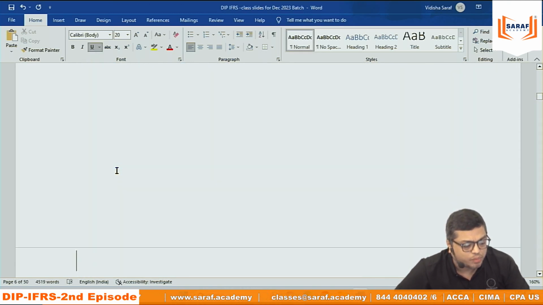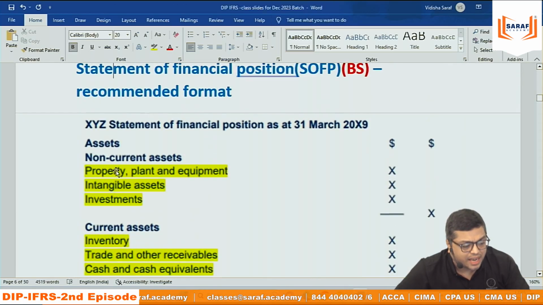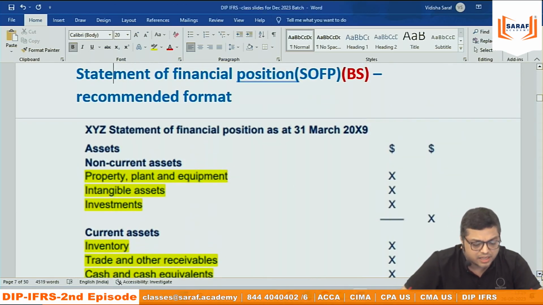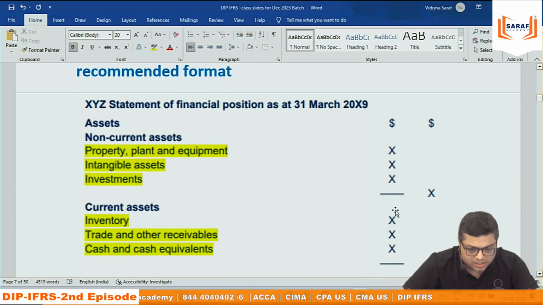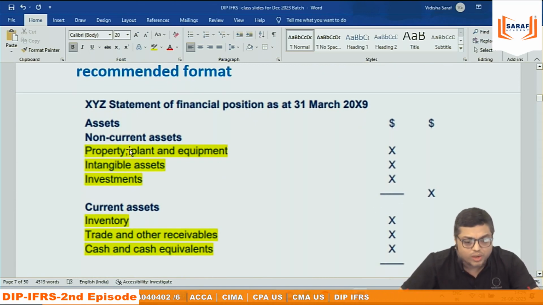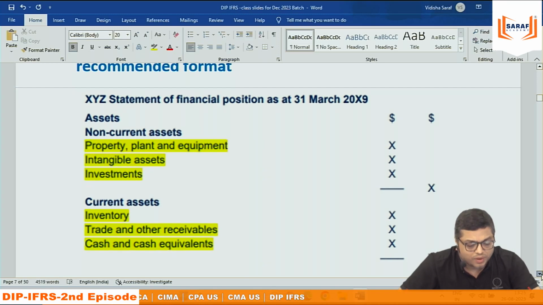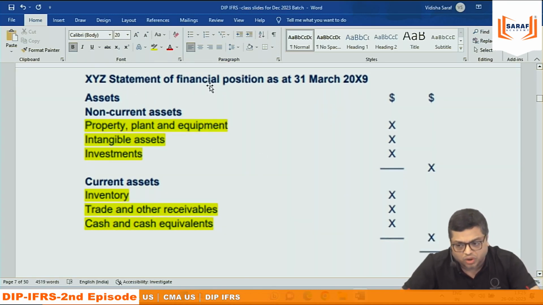At least you should know the format, what is shown first, what is not shown, and how it is shown. Here there are no figures. It is just that I should know the format properly. So we discussed the format, that this is the fixed format.